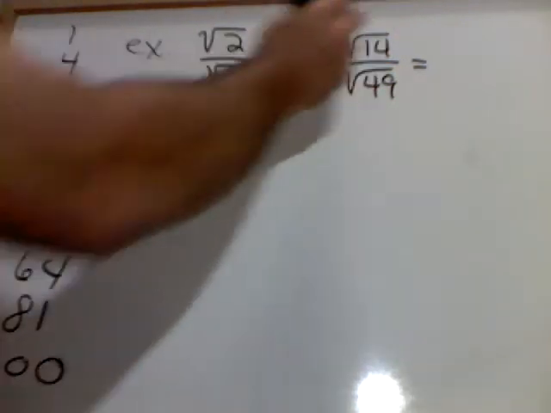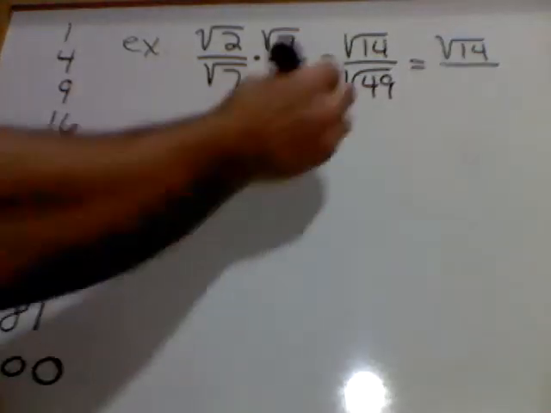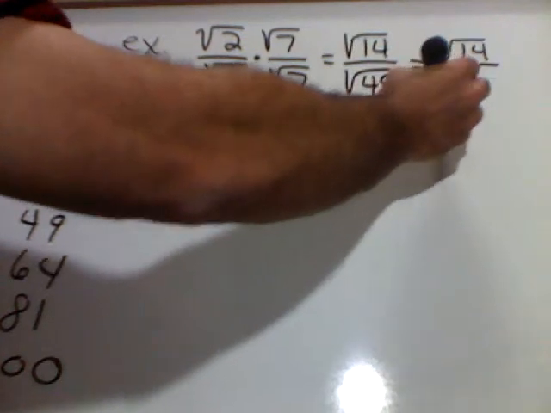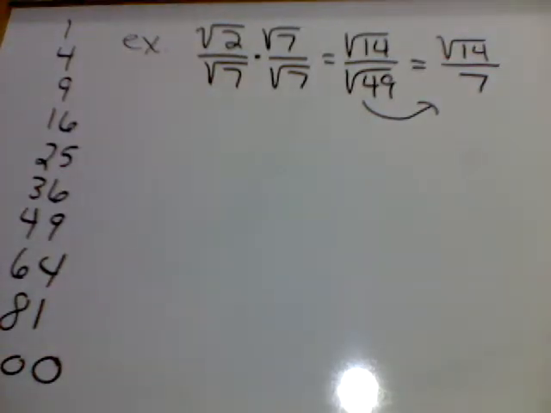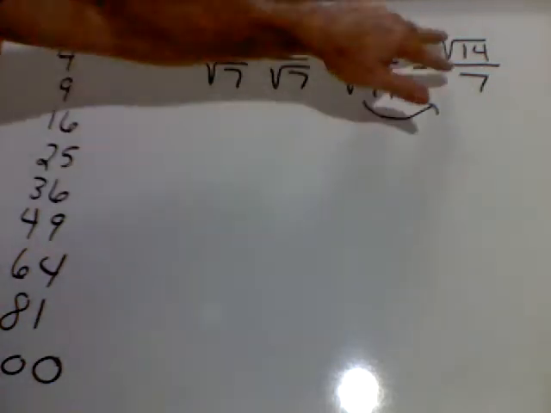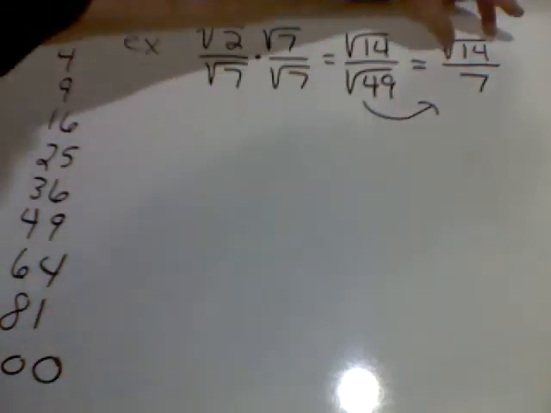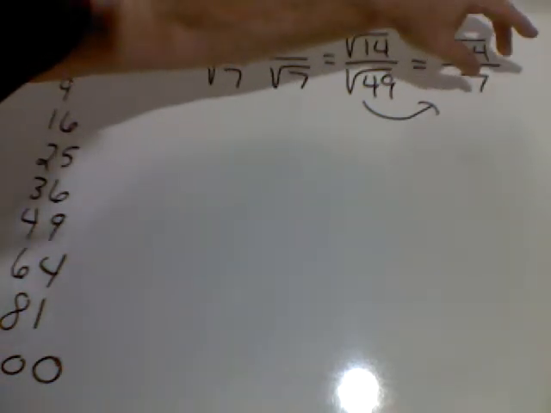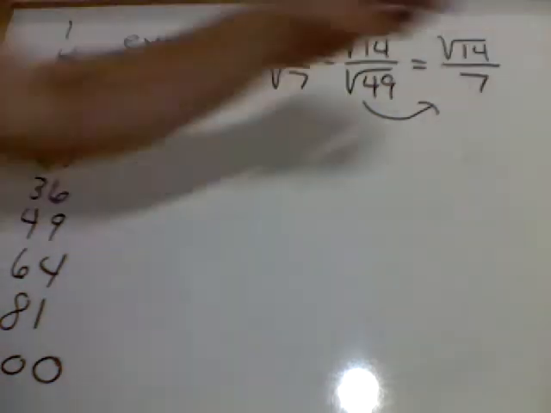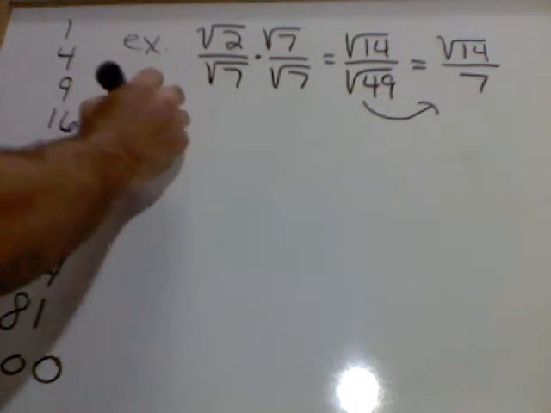Now, square root of 14 will not simplify, so I will leave that the same. But notice on the bottom, square root of 49 equals 7. Now, something you have to know: this does not simplify because numbers under radicals do not simplify with numbers that are not under radicals. Next example.